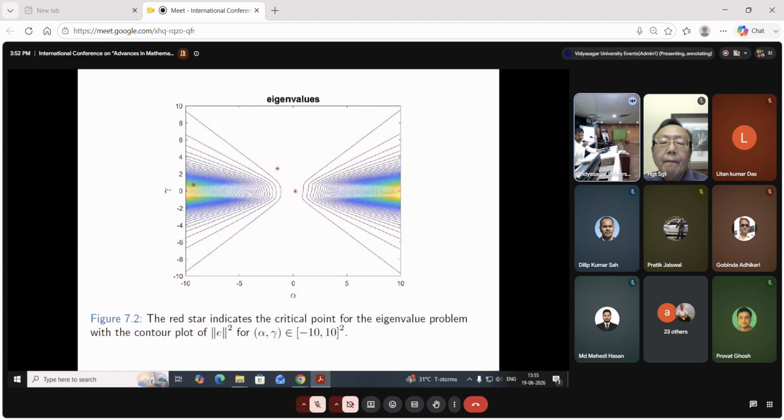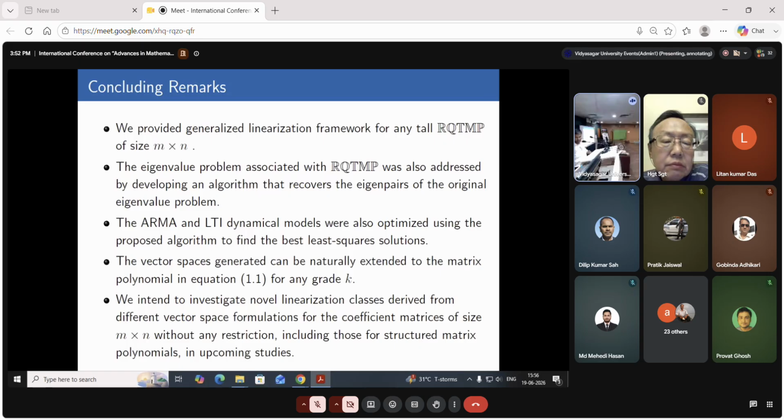So this contour plot I have shown in figure 7.2. And yes, here this red star, alpha gamma belongs to minus 10 to 10 we have considered. So, and finally we come to the conclusion.